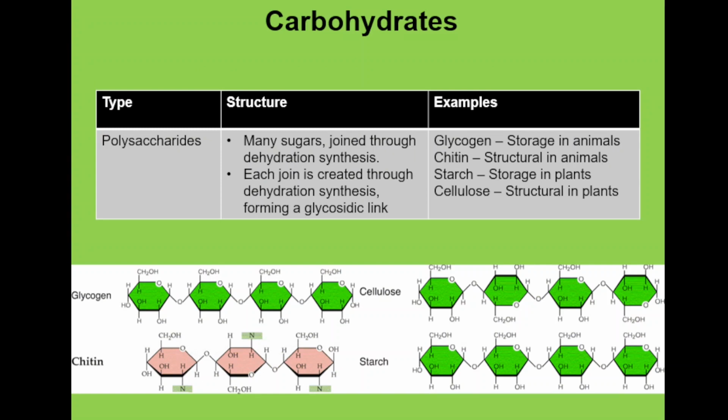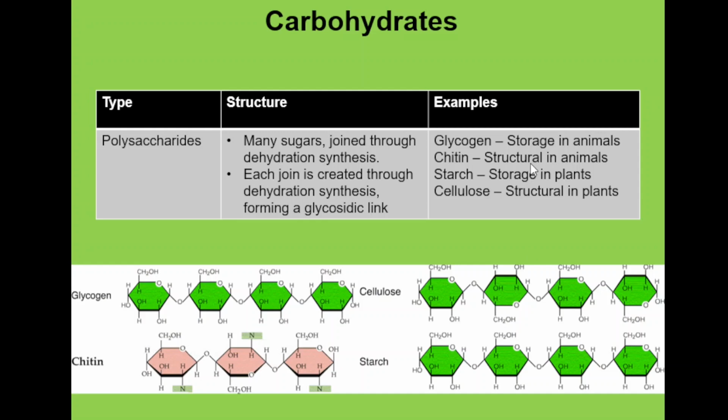Here we can see the largest of our carbohydrates, the polysaccharides. Poly meaning many. So many sugars joined through dehydration synthesis. Every time you want to add another monomer, you need to do it through dehydration synthesis, creating another glycosidic link. And although we're only looking at four for each one, or three in the case of chitin here, these are often hundreds or sometimes thousands of monomers all joined together, and each one joined by a glycosidic link, which you can see here again.